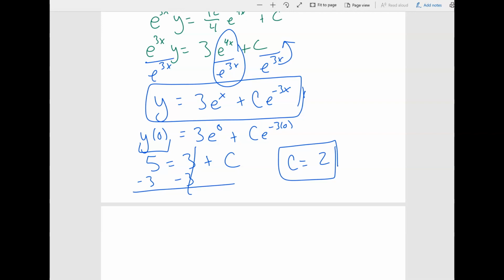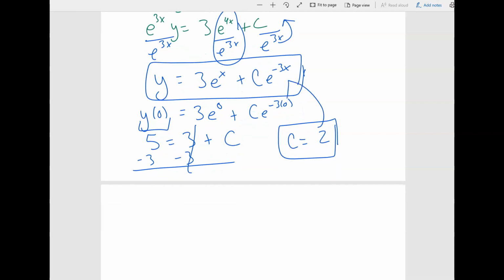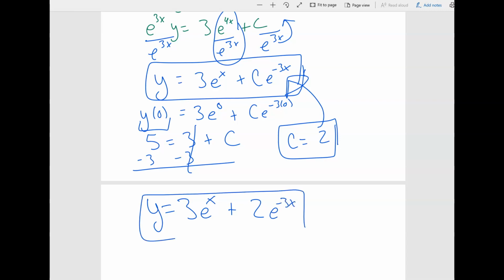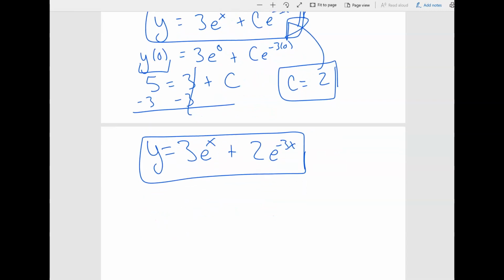So now that c is equal to 2, I can just plug it back into my solution. I have y is equal to 3e to the x plus 2e to the negative 3x. Okay, and that is my final solution.